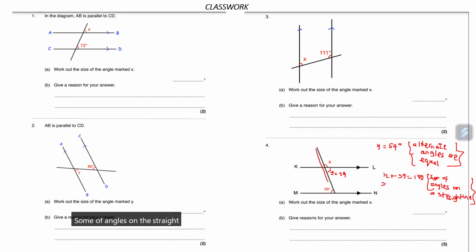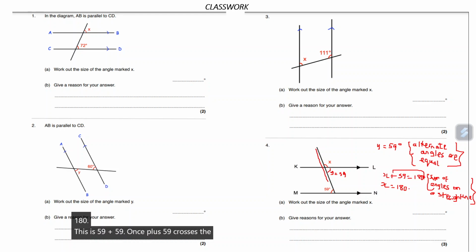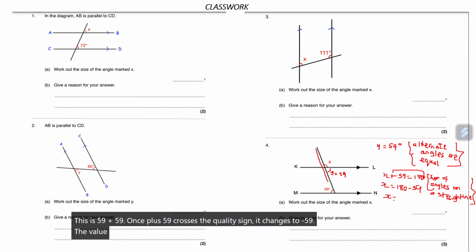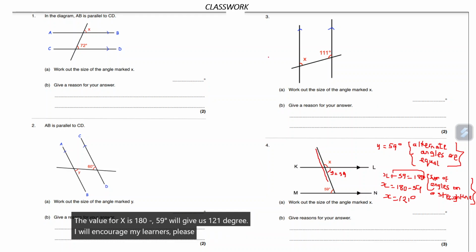So the value for x will be 180 minus 59. Once plus 59 crosses the equality sign, it changes to negative 59. The value for our x is 180 minus 59 degrees, which will give us 121 degrees. I will encourage my learners, please do well, have a go at this.